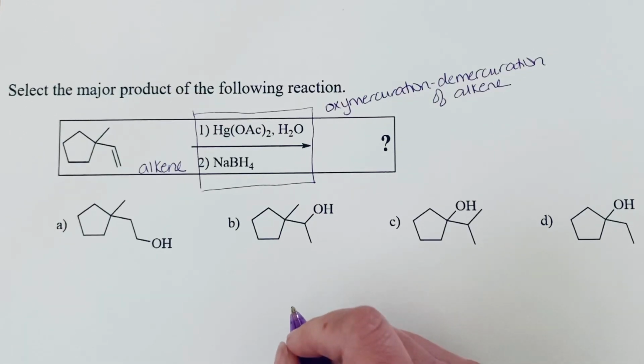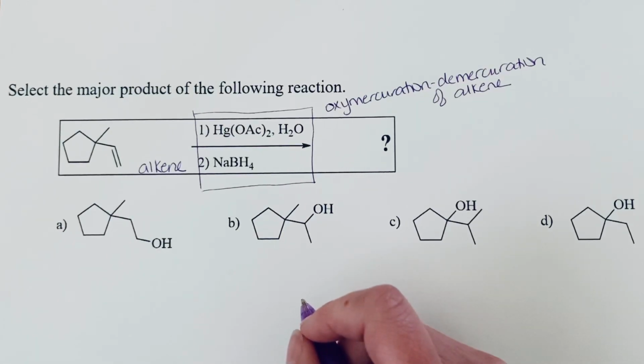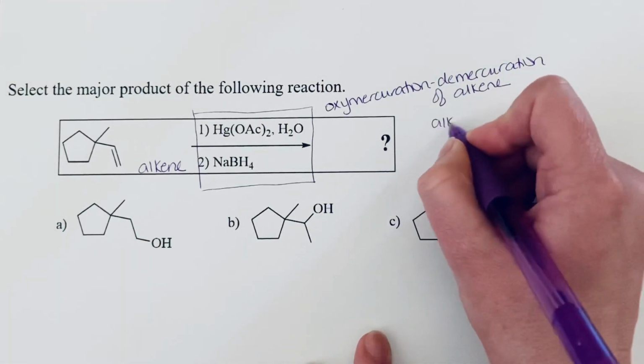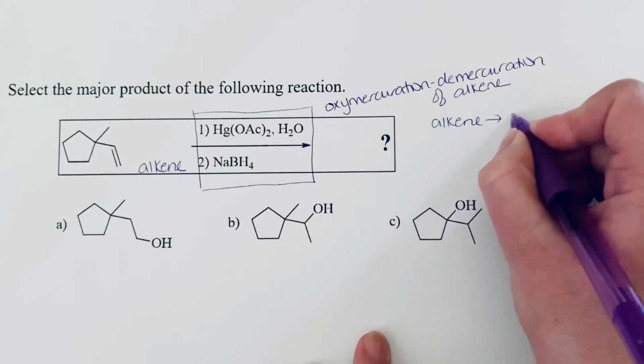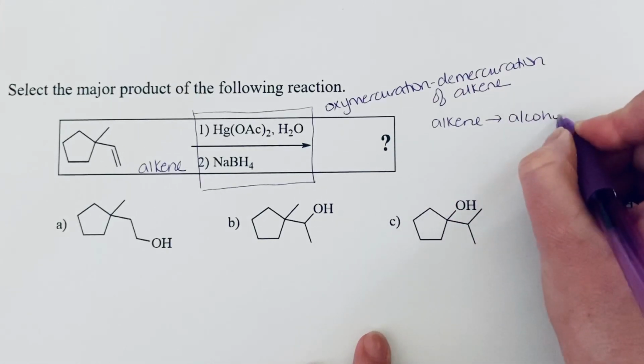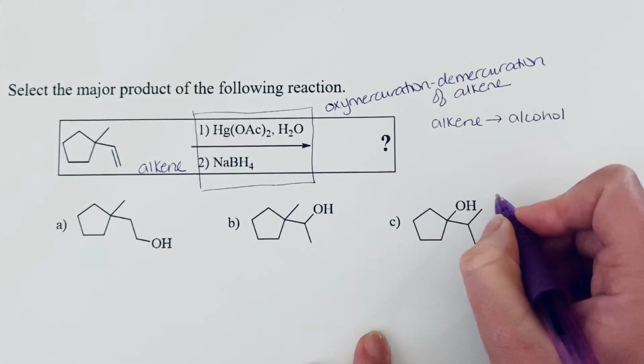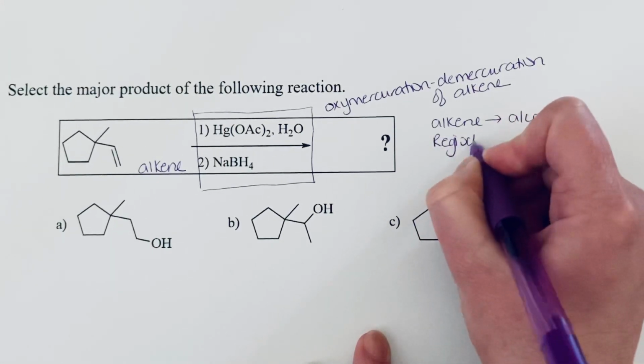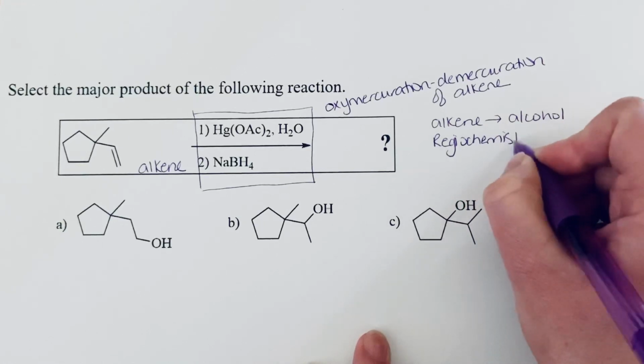Although you do not need to know the mechanism for this reaction, you do need to know some specifics about what it does. This reaction takes an alkene and forms an alcohol. With regards to the regiochemistry of this reaction, it follows Markovnikov's rule.